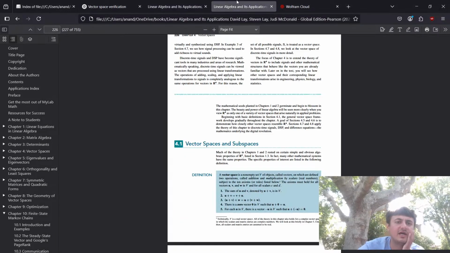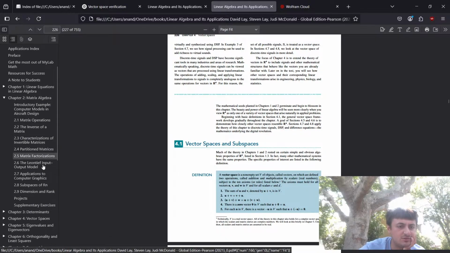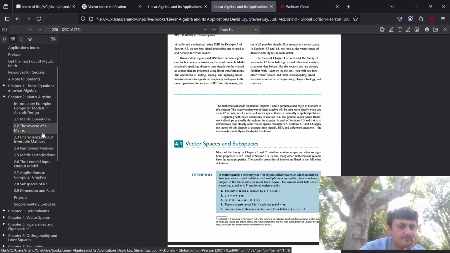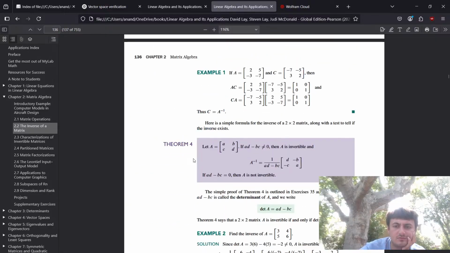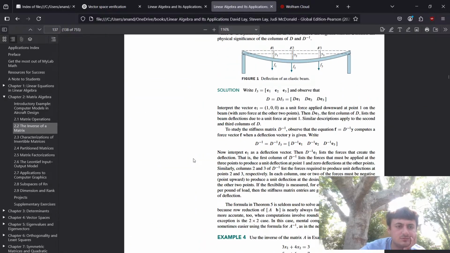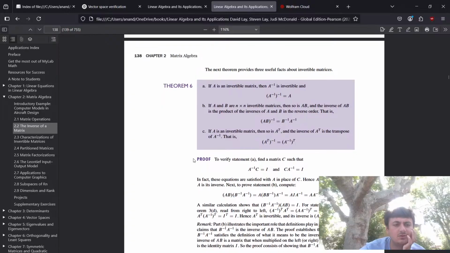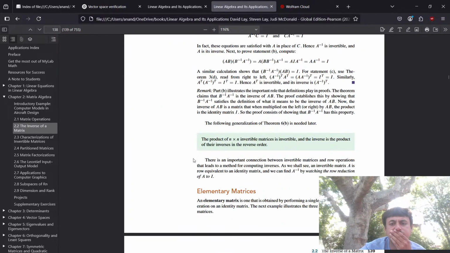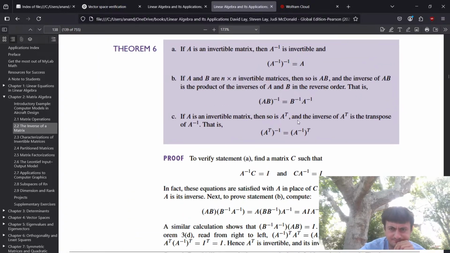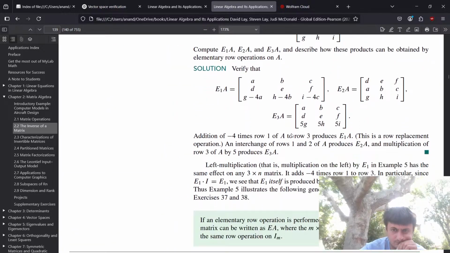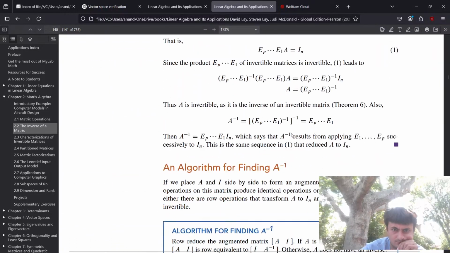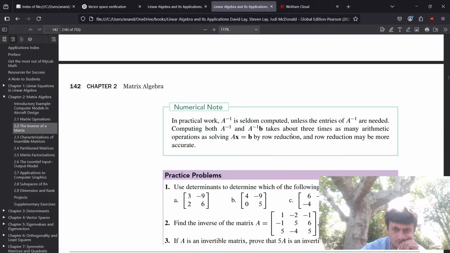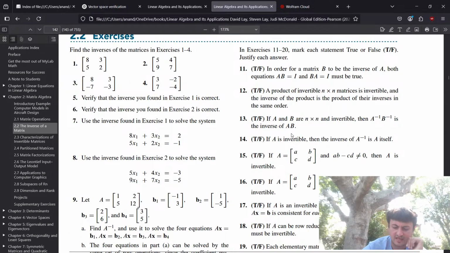I think, let me go back to matrix algebra. Maybe it's in here. Oh, okay, here we go. I think if you have A plus B all transposed is equal to A transpose plus B transpose. Because why wouldn't it be, right?